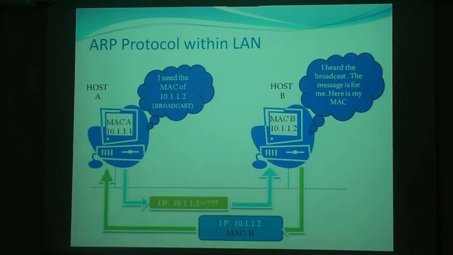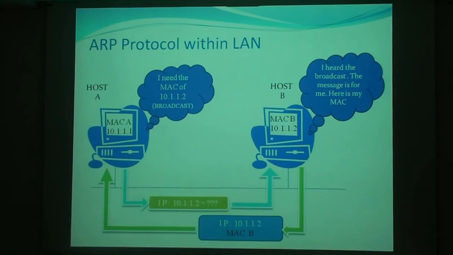It has heard the broadcast and the request of host A that it wants the MAC address. So what it does is, when it accepts the frame, it updates its ARP cache with MAC A maps to 10.1.1.1. After this, it gives the MAC address. It creates a frame. This frame is now a unicast frame. In this, it gives the MAC address back to host A.